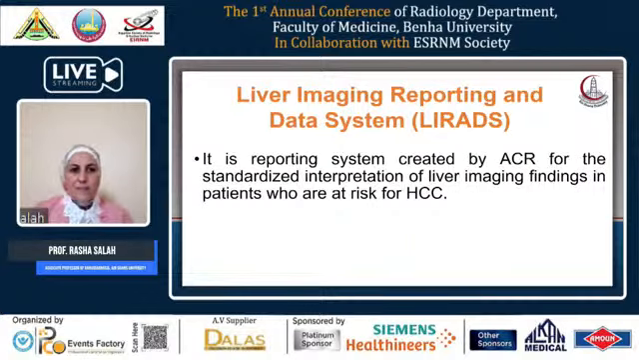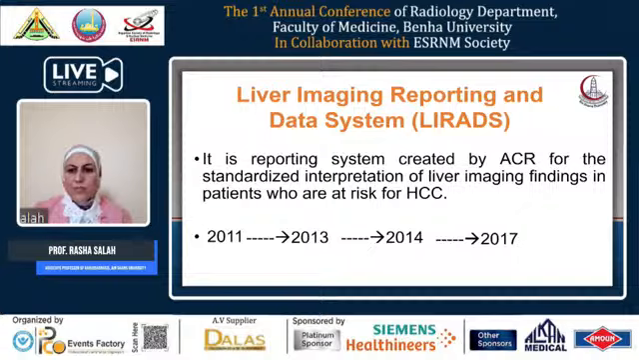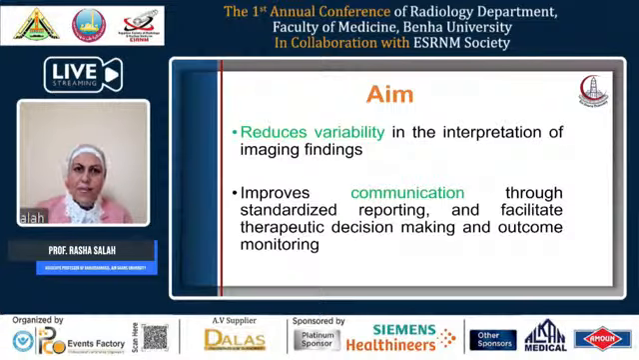First, the LIRADS system, known as the Liver Imaging Reporting and Data System. It is a reporting system created by the ACR for standardized interpretation of liver imaging in patients at risk of HCC. It was initially developed in 2011 and then updated in 2013, 2014, 2017, and the last update was 2018.